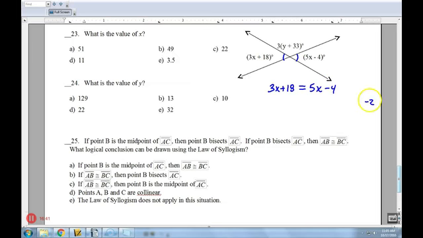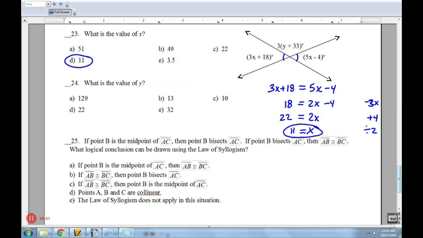I'm going to subtract 3x from both sides, which is going to give me 18 equals 2x minus 4. I'm now going to add 4 to both sides, which is just going to give me 2x equals 22. And my last step, I'm going to divide both sides by 2, and I'm going to get x equals 11. So the value of x must be 11.